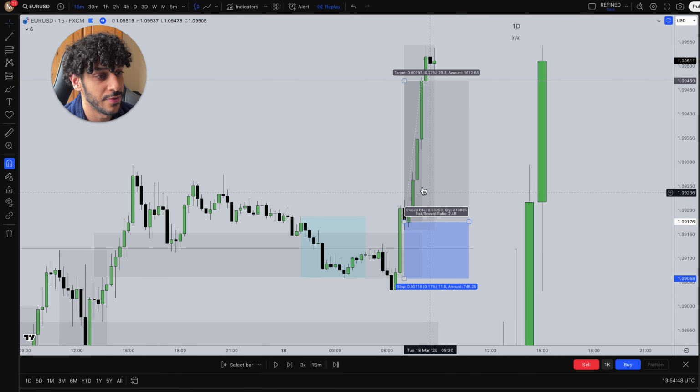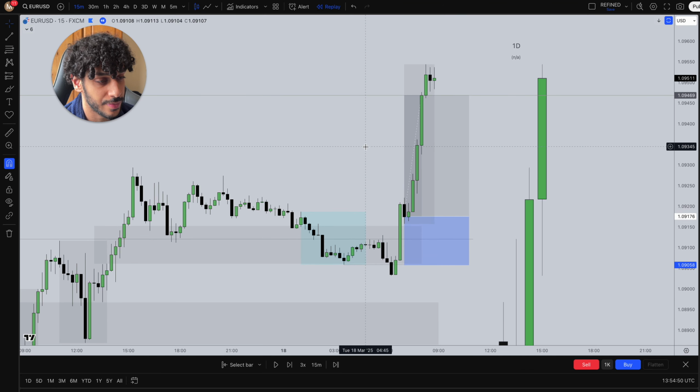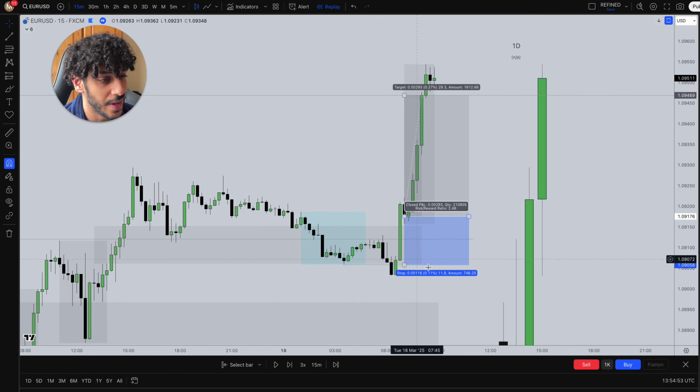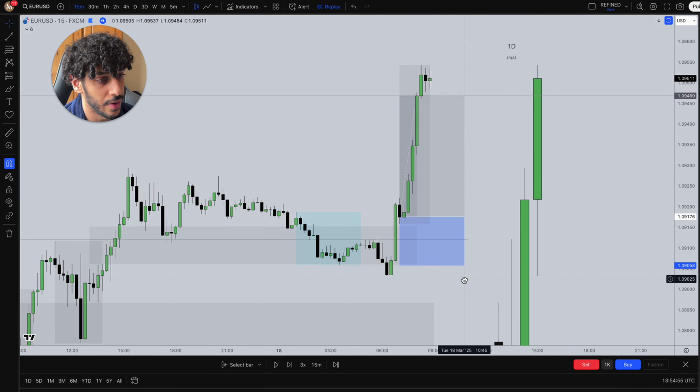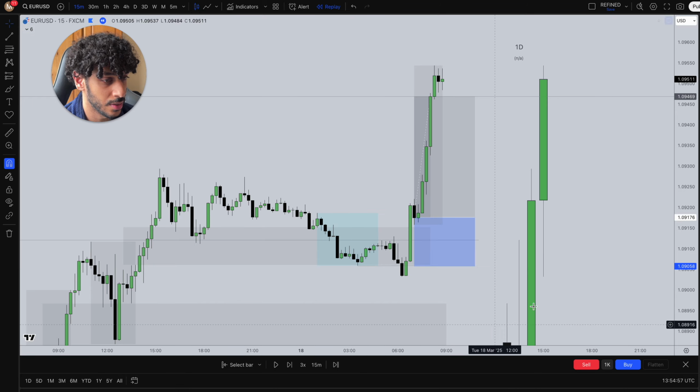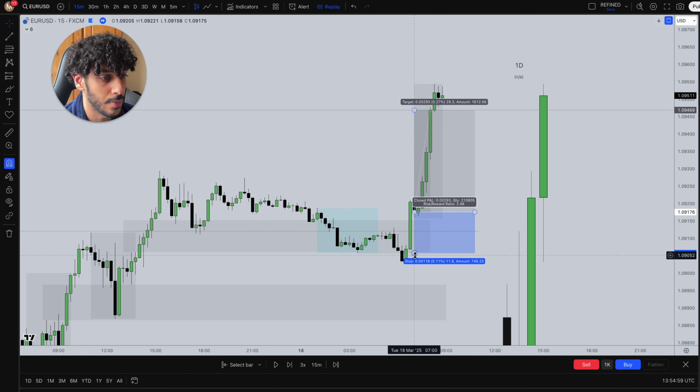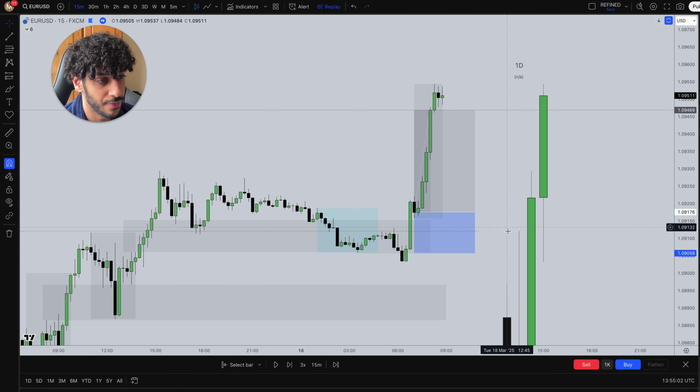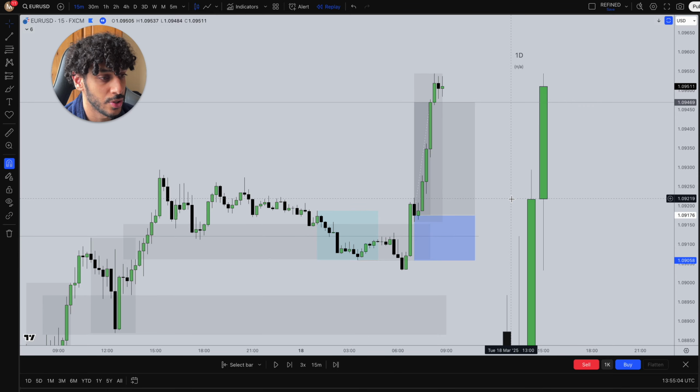No real opportunity for me here to scale in my opinion. I was thinking about it, but there were no sort of areas where I thought, you know what, this makes sense, and I wanted to sort of add to my position. So yeah, very nice trade. That is pretty much the entire breakdown.